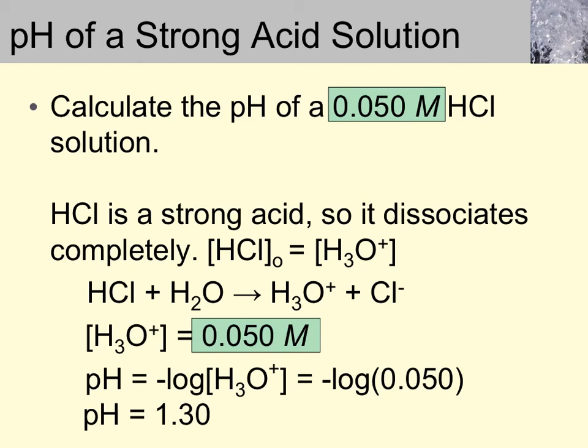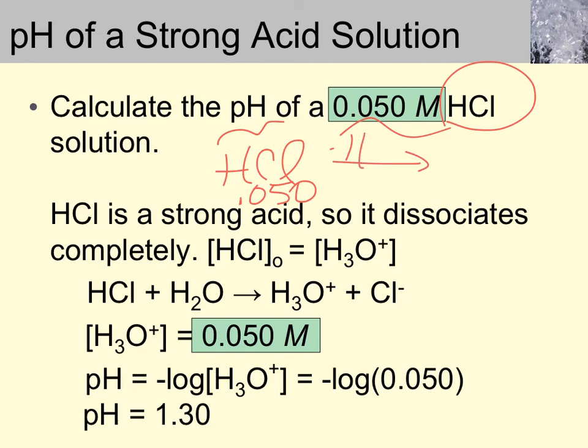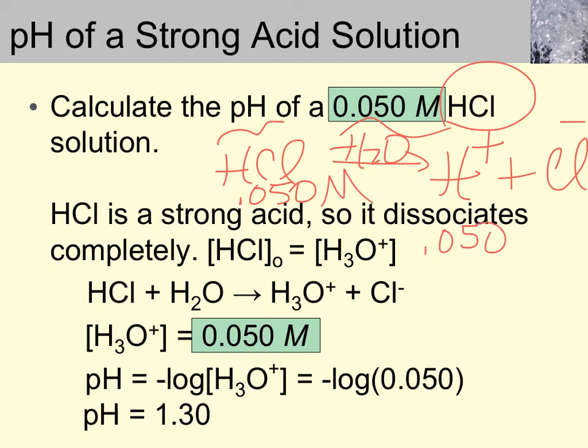So here's a typical problem for you. Calculate the pH of a 0.050 molar HCl solution. Now, HCl is one of the 6 strong acids. Why do we care? Because since it's a strong acid, whatever concentration we started with before we added it to water is going to be the concentration of the hydronium ion in the water. So we start with 0.050 molar. We're going to end up with 0.050 molar of hydronium ion. This original intact HCl is going to be gone.